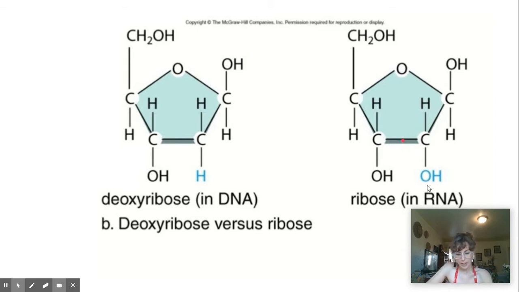We either have an H if it's deoxyribose or it's an OH if it's ribose. All right? Okay. Oh, and I jumped one for you in your general section.